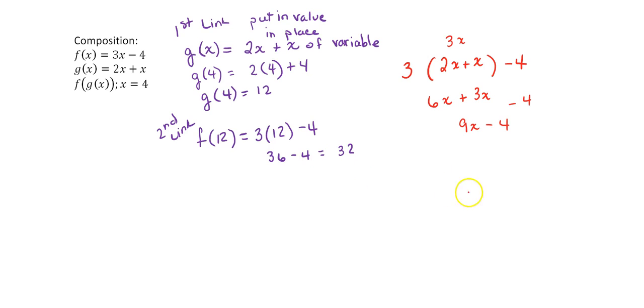So at this point, I can say, all right, I'm going to plug in my value now, right? I'm going to plug in the 4. So 9 times 4 minus 4, right? This whole thing. So I'm going to have a 36 minus 4, which is going to give me 32.